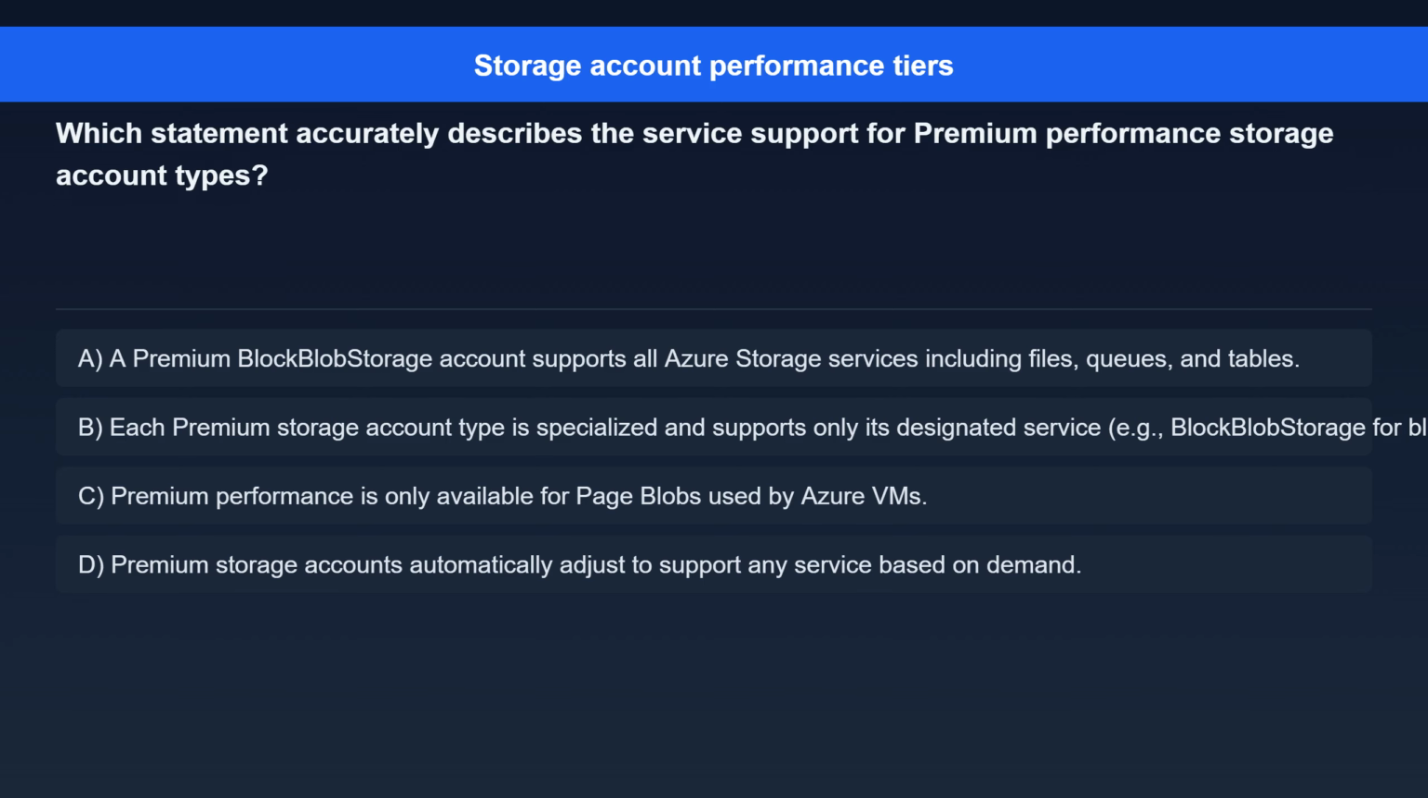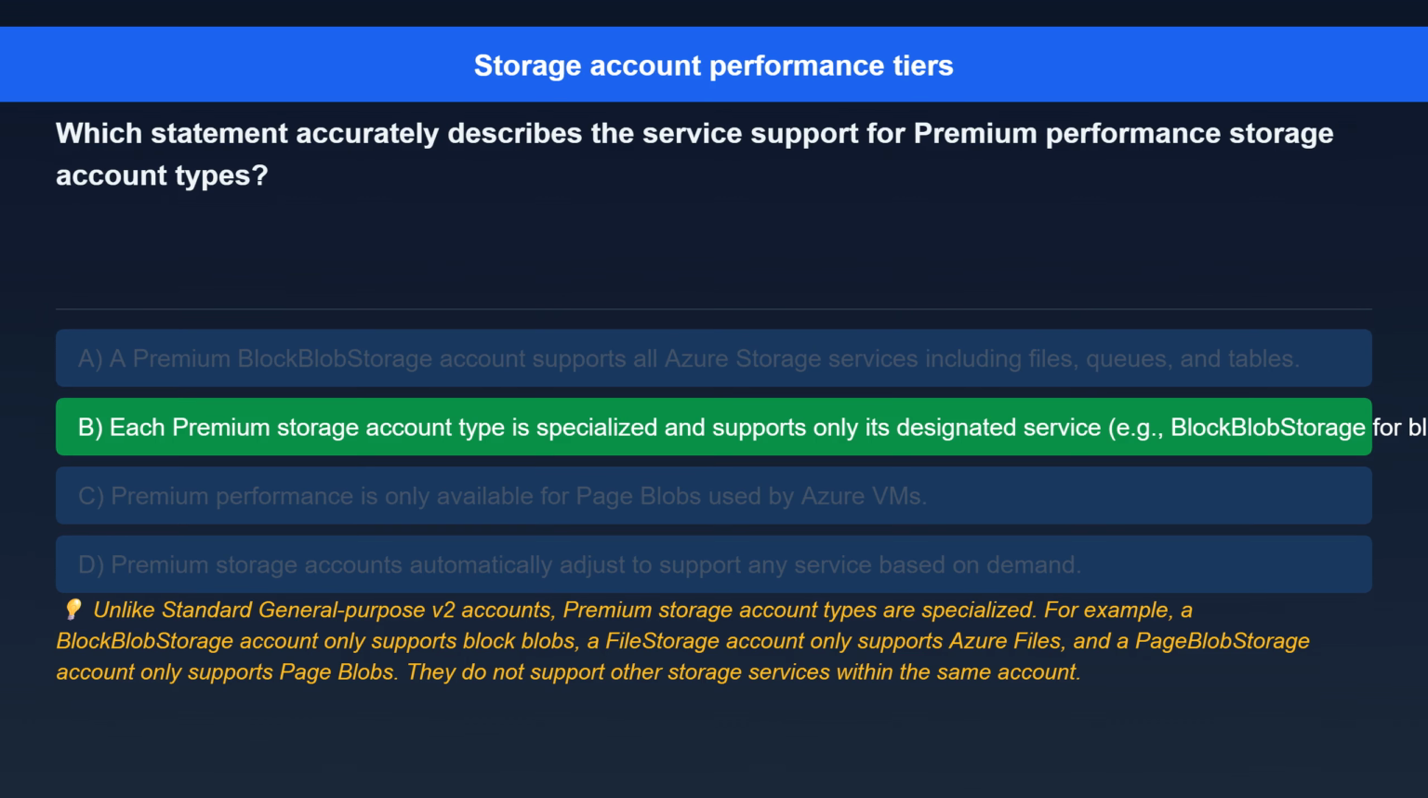Question 6. Which statement accurately describes the service support for premium performance storage account types? Option A. A premium blob storage account supports all Azure storage services including files, queues, and tables. Option B. Each premium storage account type is specialized and supports only its designated service, e.g., block blob storage for block blobs. Option C. Premium performance is only available for page blobs used by Azure VMs. Option D. Premium storage accounts automatically adjust to support any service based on demand.